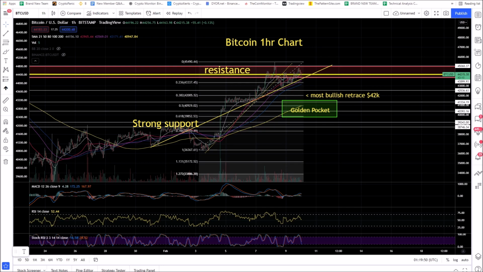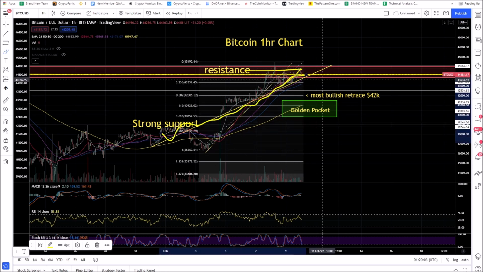This is a Bitcoin 1 hour chart. Again, Bitcoin just hasn't been able to break above this overhead resistance. Second chance, second try at doing so, just hasn't been able to. If this trend line breaks to the downside, you could see $42,000, maybe $40,000 Bitcoin. It's all about to happen. This thing's running out of room.